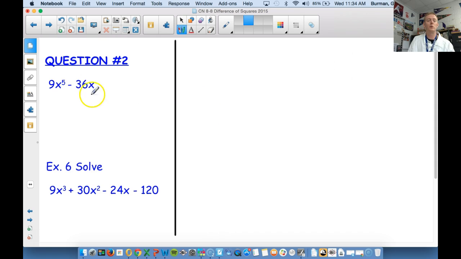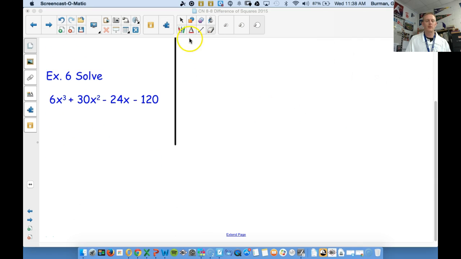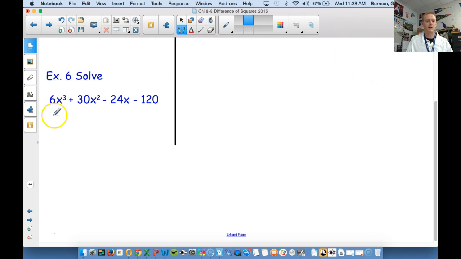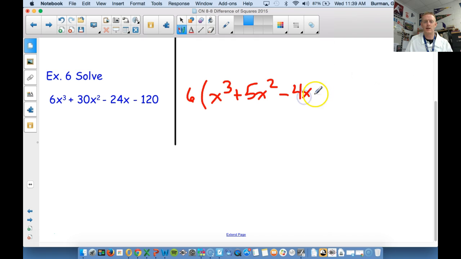Now your question 2, I want you to remember that you're looking for a GCF and then you're breaking things down. The problem, I had to change it just to make sure that it worked out for us. I had the wrong numbers. So here we are. Again, we're going to look for the GCF first. So we can divide out of all four of our numbers a 6. When we take out the 6, we're left with an x to the third plus a 5x to the second minus a 4x and minus a 20.